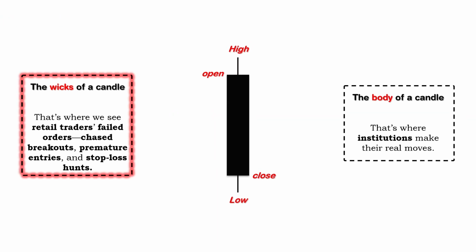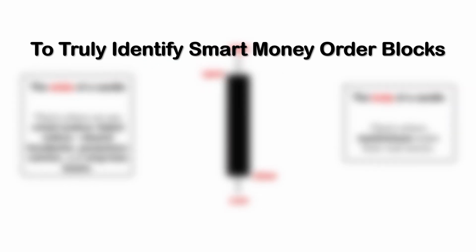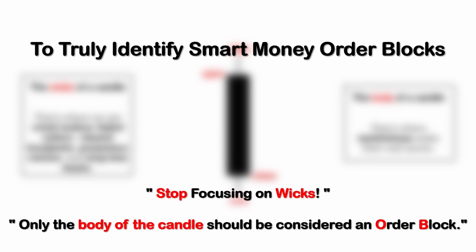That's where we see retail traders' failed orders, chase breakouts, premature entries, and stop-loss hunts. The body of a candle, that's where institutions make their real moves. To trade with institutions, not against them, you need to start looking at price this way. If you want to truly identify smart money order blocks, stop focusing on wicks. Only the body of the candle should be considered an order block.